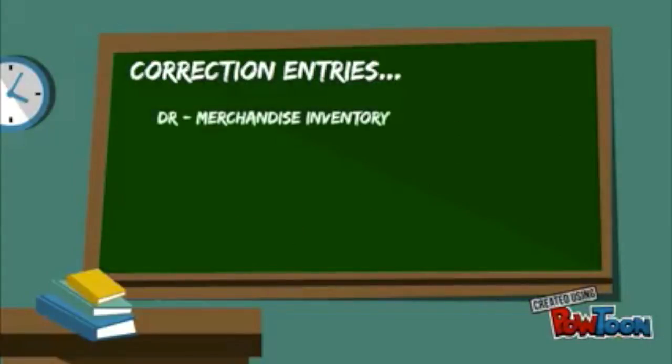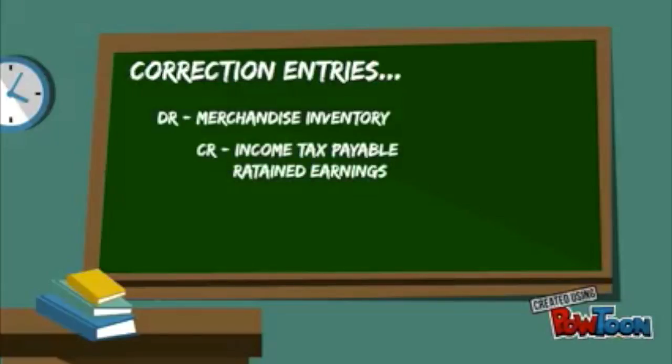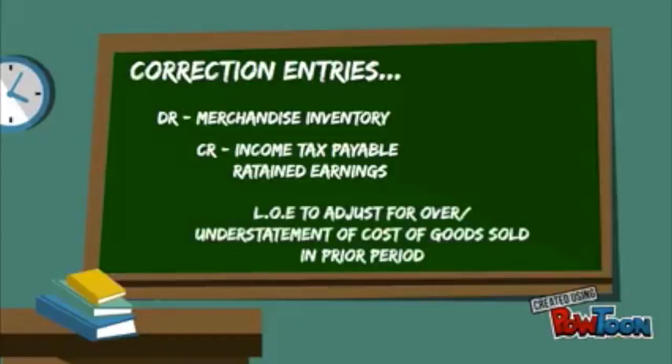To journal correction entries, you must debit merchandise inventory, credit income tax payable, and retained earnings. Line of explanation should be to adjust for over or understatement of cost of goods sold in prior period.